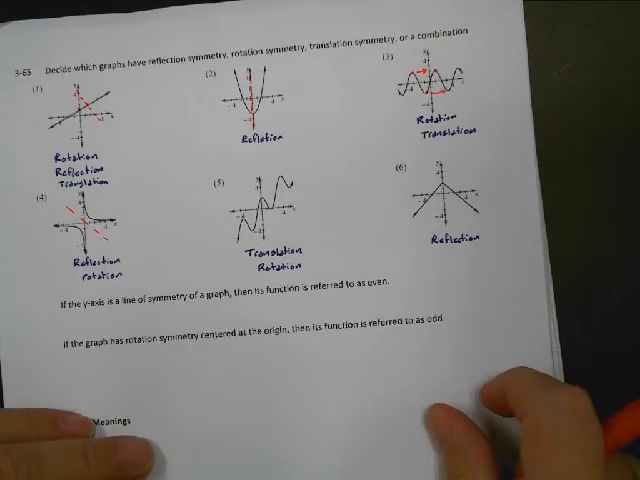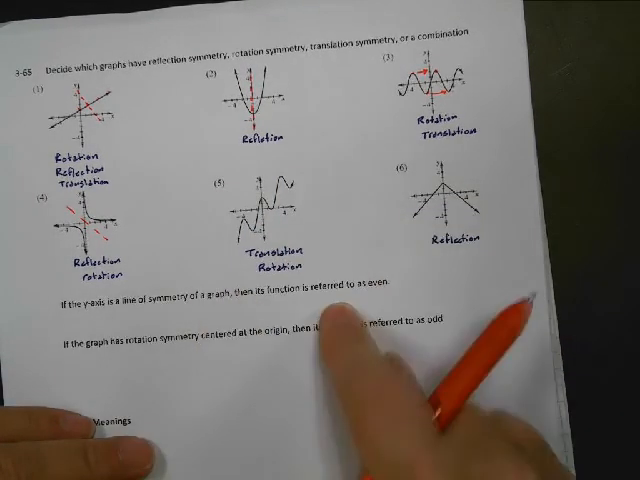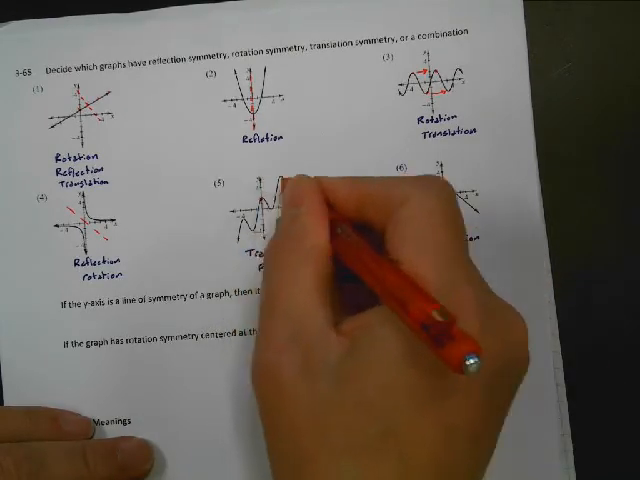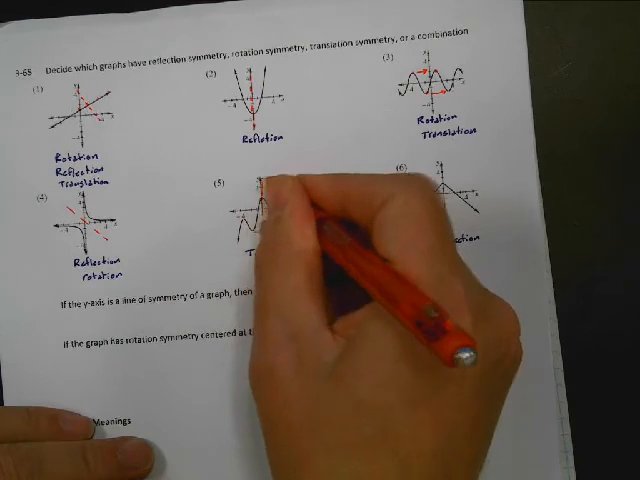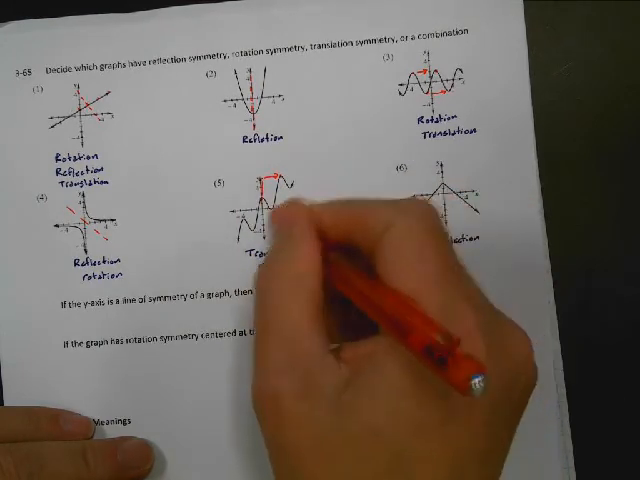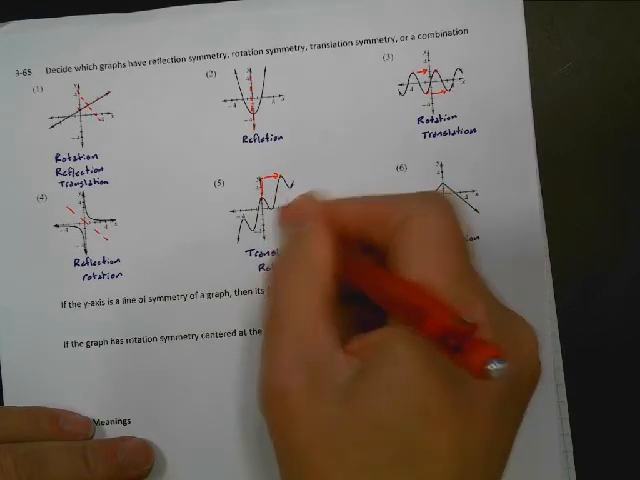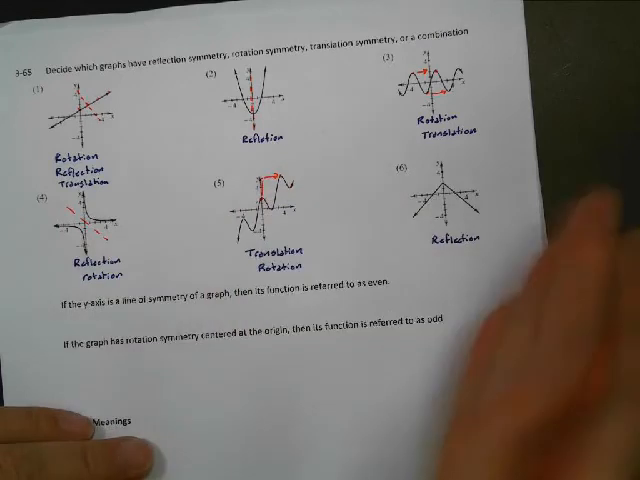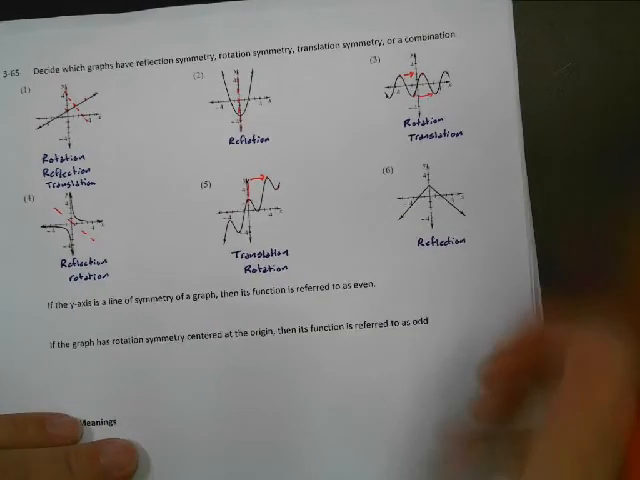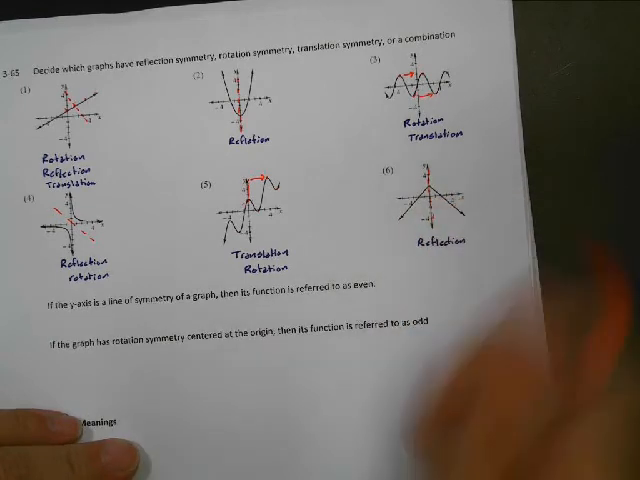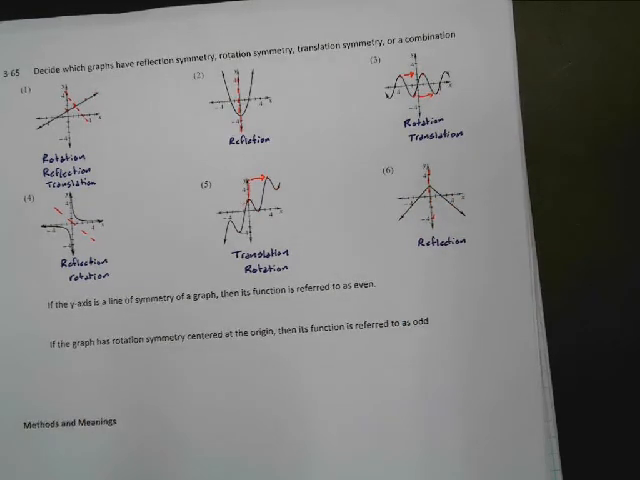Okay, this one, if I rotated 180 degrees, it would work. And if I translated it up and then to the right, this point would end up here. And then up and to the right, this point would end up here. So the points end up matching up if I translate up and right. Last one, reflectional symmetry. If we reflect over the y-axis, that would work as well.